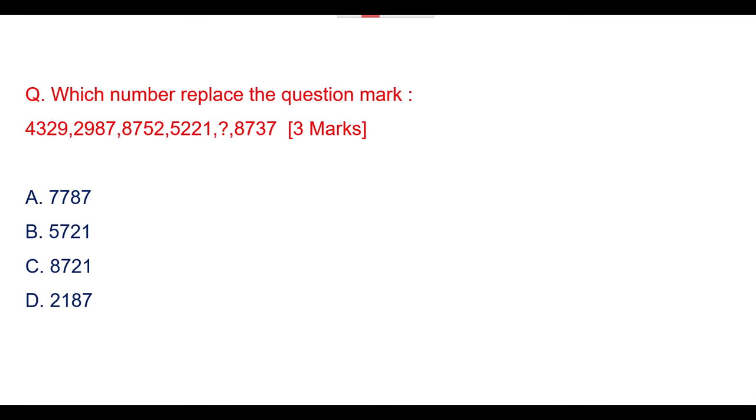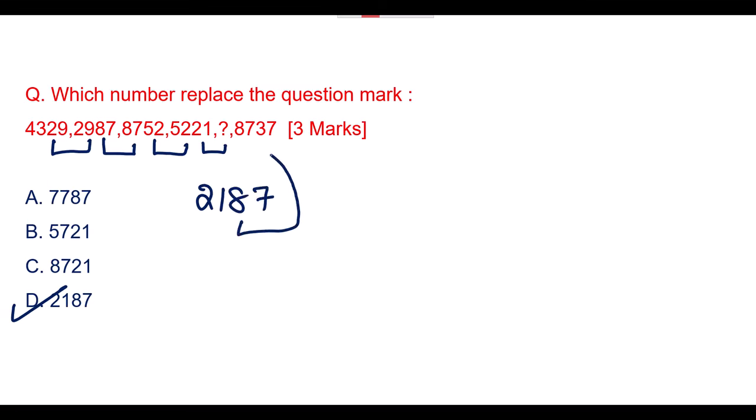Yes, answer 2187. Super. Why, sir? What is the logic? Here 29 ending, 29 starting, 87 ending, so 52 ending, 52 starting. Here should be 21. Next one 87 starting means this should end with 87. Then only it will satisfy.